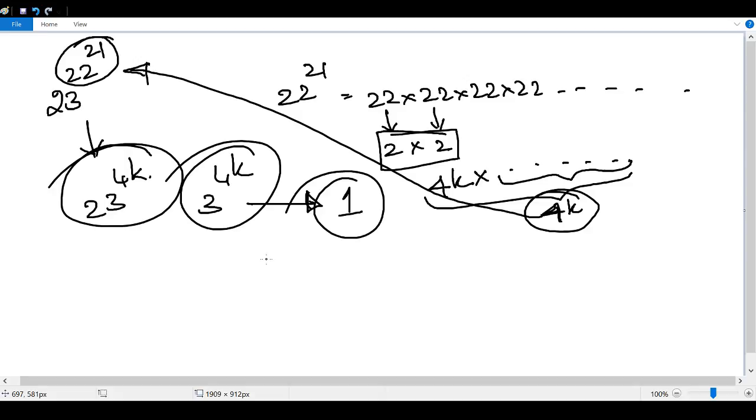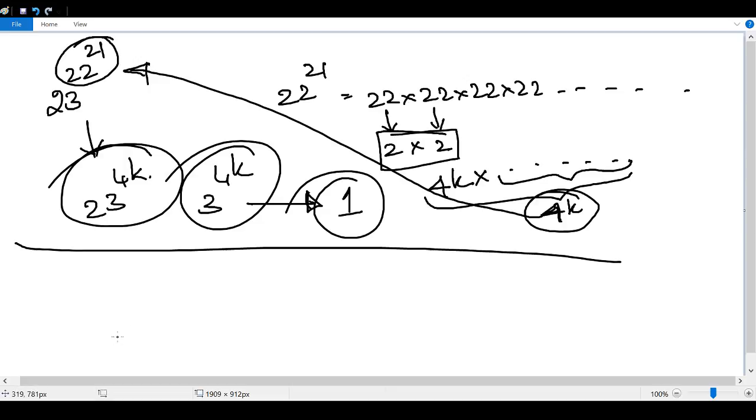So all I have to do is, let's say someone gives me this. So someone's given me 47 to the power of 46 to the power of 45 to the power of 44. Can you tell me the unit digit of this, guys?